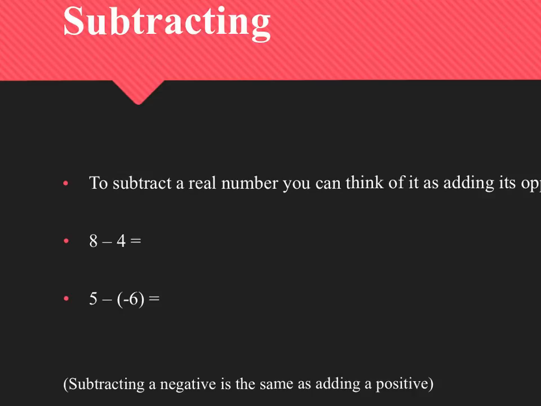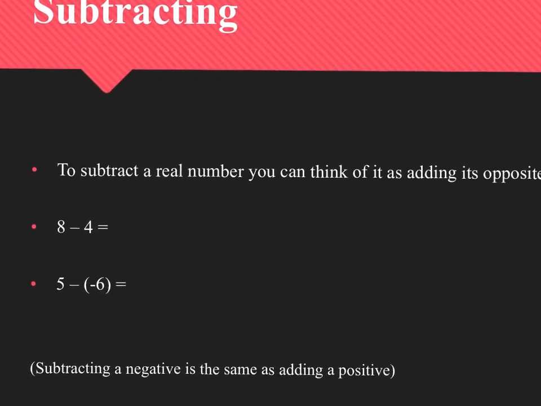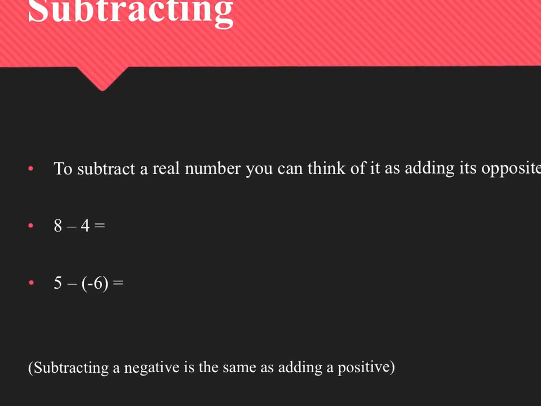So how can we use opposites and additive inverses? Well, to subtract any real number, you can think of subtraction as adding its opposite. For example, 8 minus 4 is the same as saying 8 plus negative 4. In either case, the answer is going to be 4.